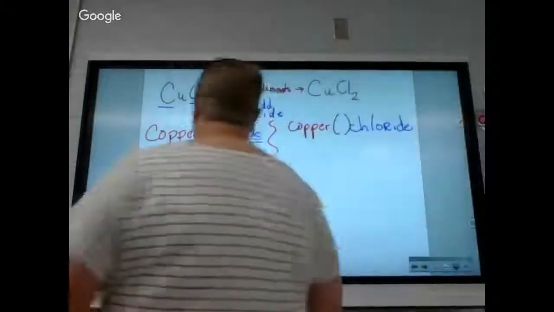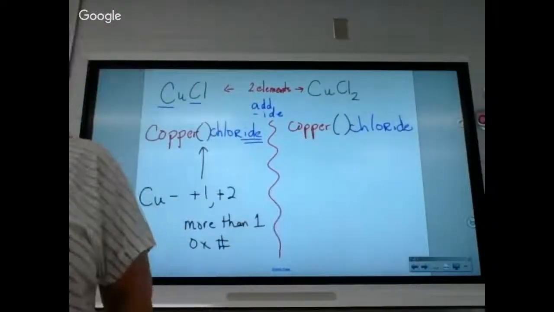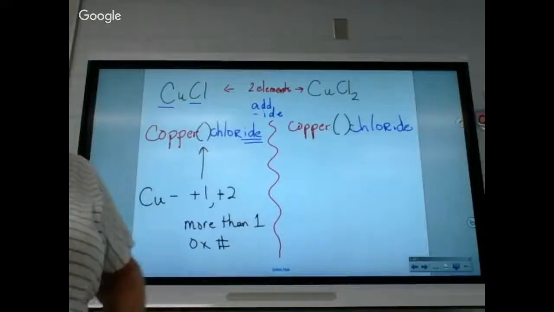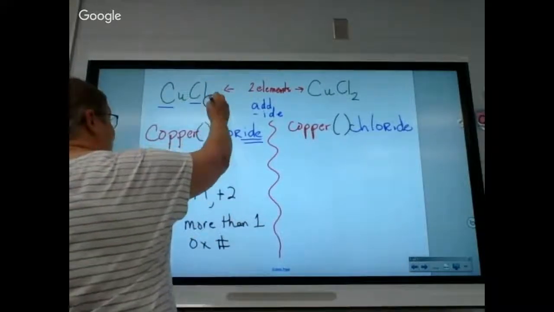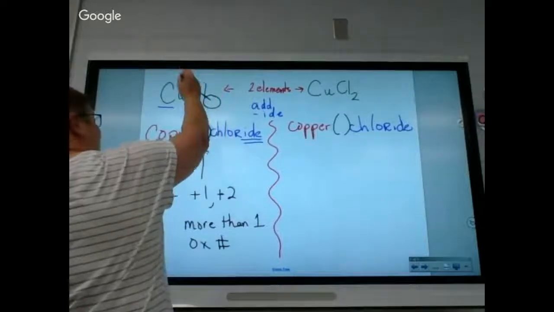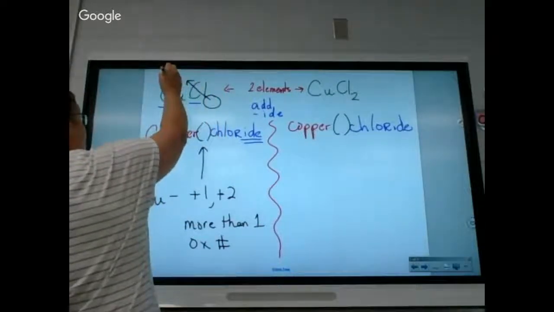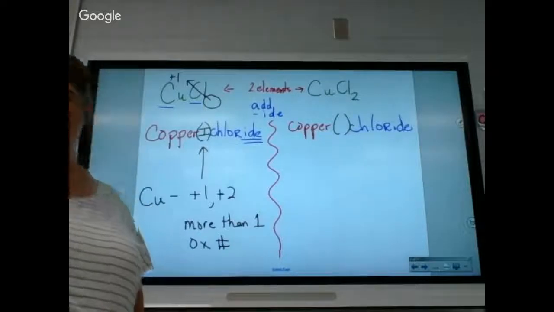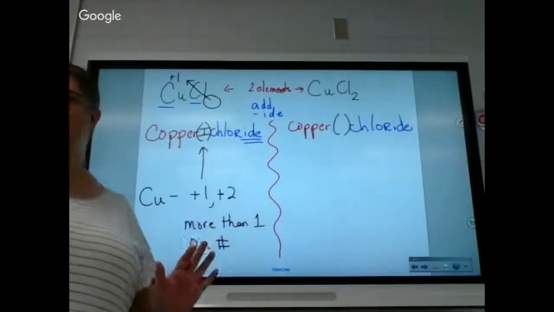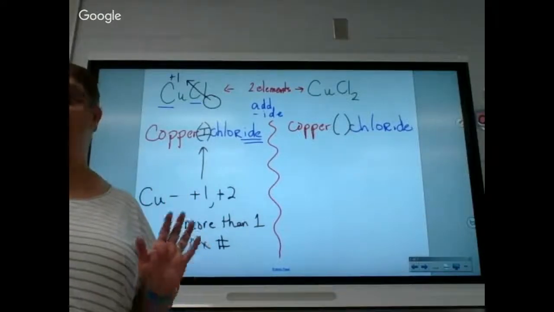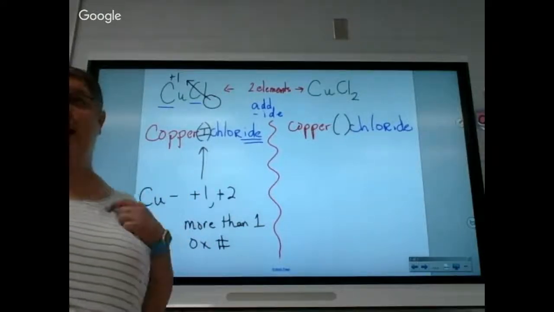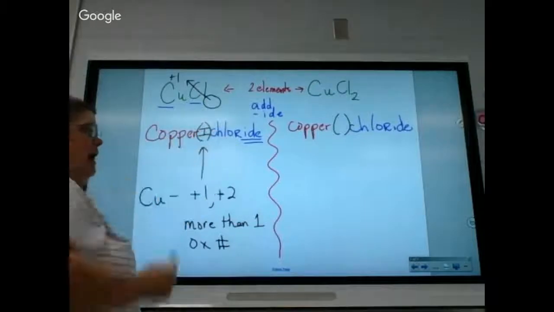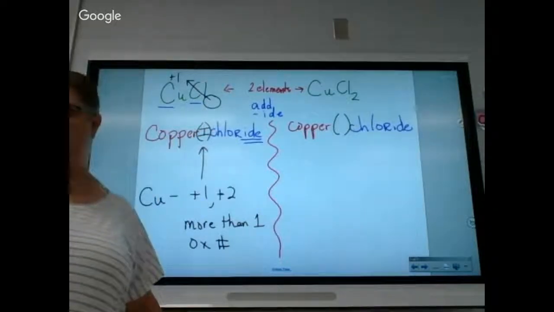Now, the question is, what number goes in the parentheses? The numbers come from the crisscrossing. What came from the copper? Plus 1 came from the copper. So this formula has a 1. Every time I do this, people say the 1 is not understood. This is an example of where the 1 is not understood. You have to tell me the Roman numeral is a 1 here, so I know the oxidation number was a 1. This one has to be written: copper(I) chloride. Otherwise, I won't know the oxidation number is a 1.